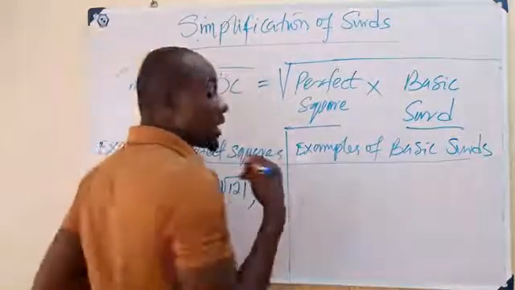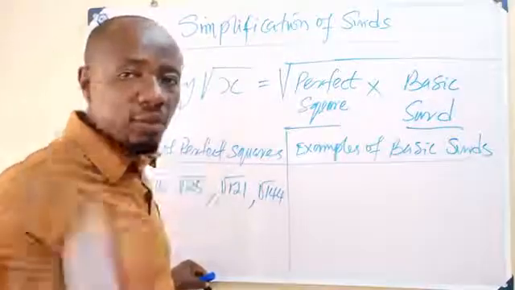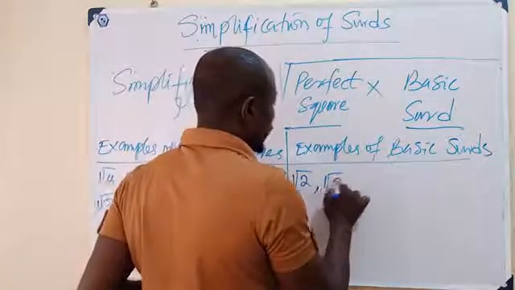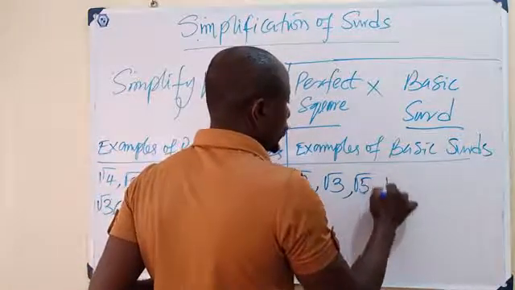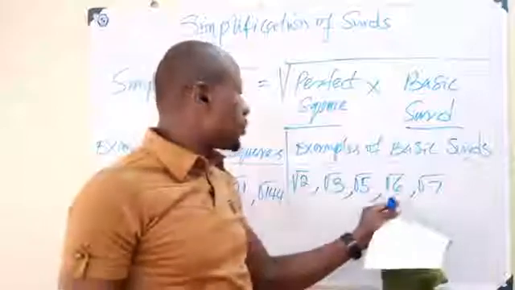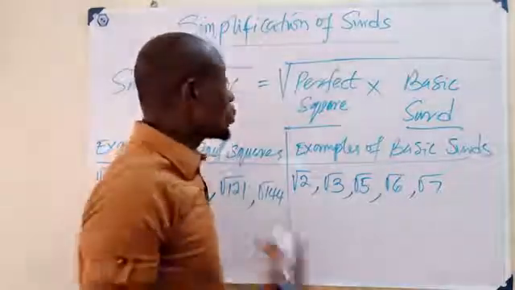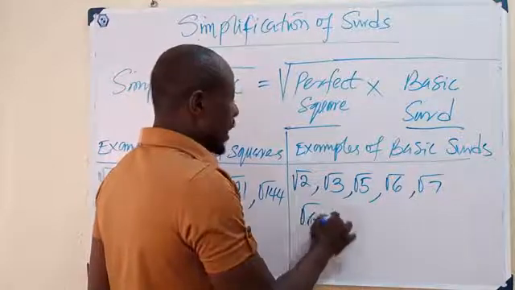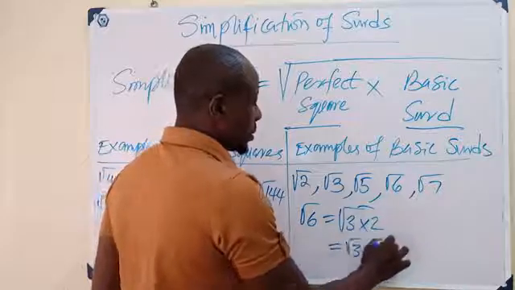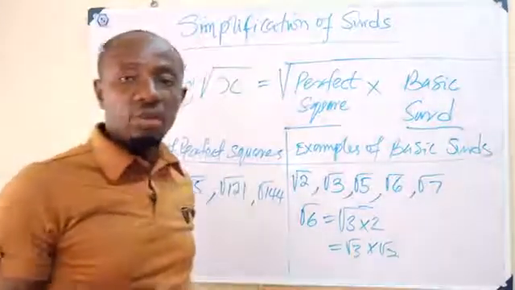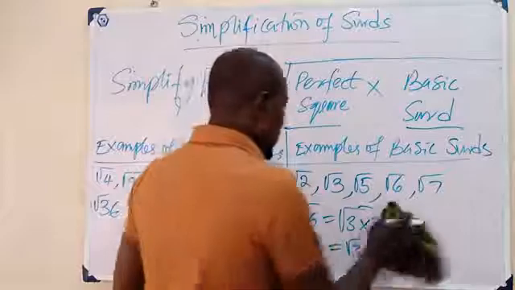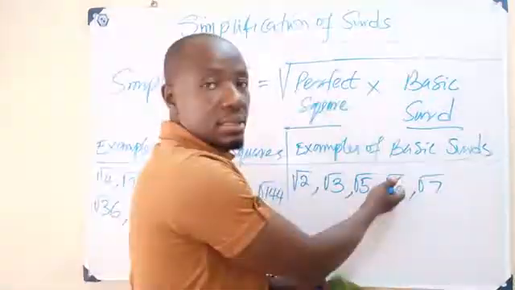Let's look at basic surds. These are surds that cannot be simplified further. You cannot break them down further. Example, root 2, root 3, root 5, root 6, root 7. Somebody will ask, how come root 6 is a basic surd? Yes, root 6 is a basic surd because you can only break it down into root 3 and root 2. You cannot go beyond this. And it is still the same thing as root 6. You have not changed anything. So root 6 is a basic surd, because you cannot simplify it more than this.